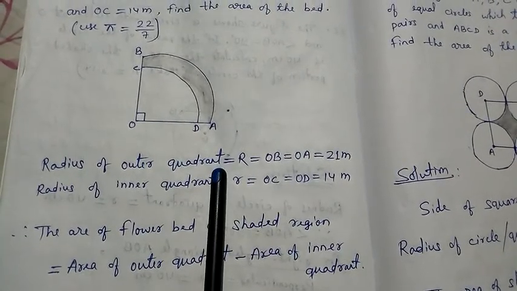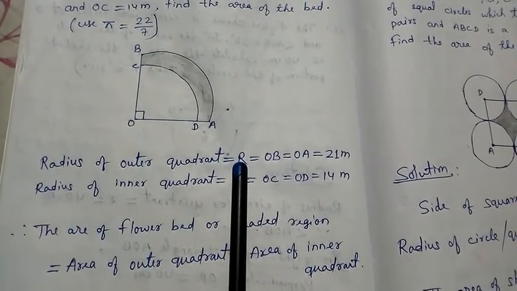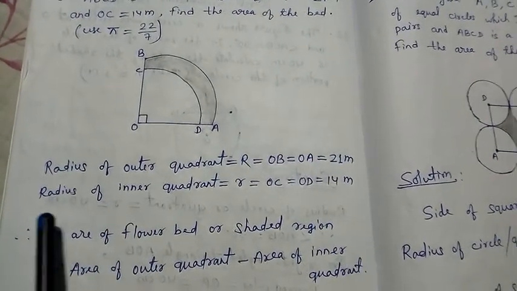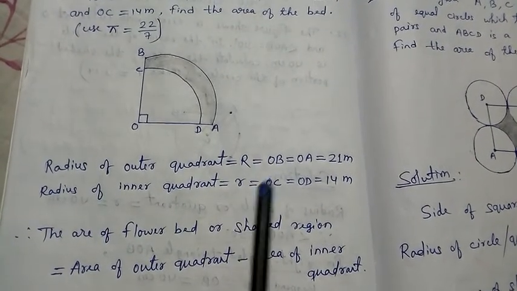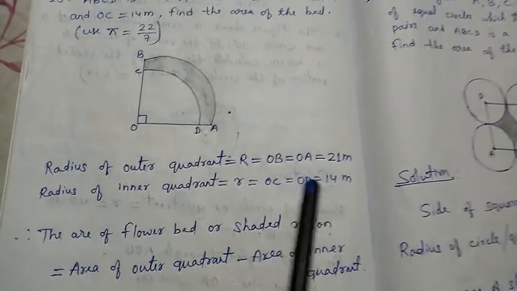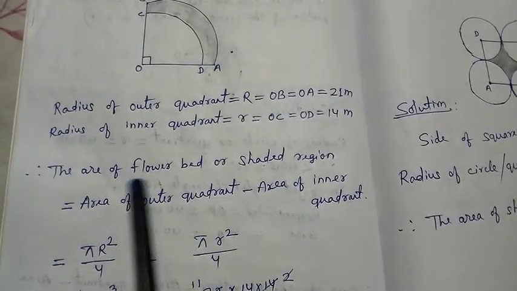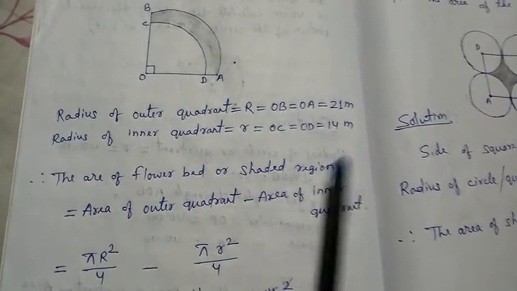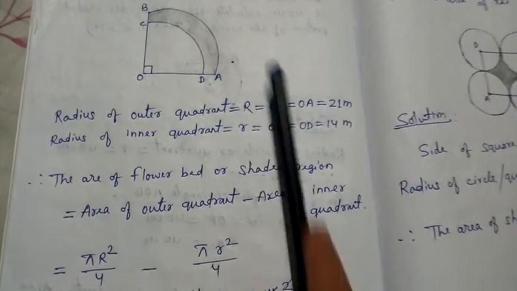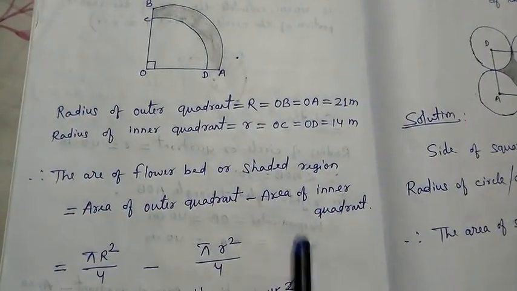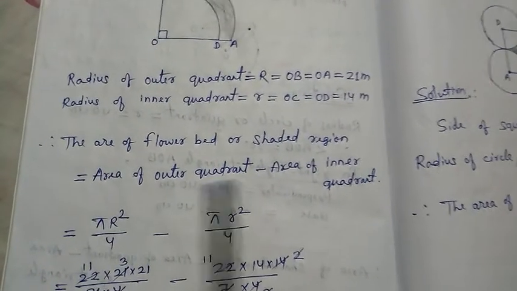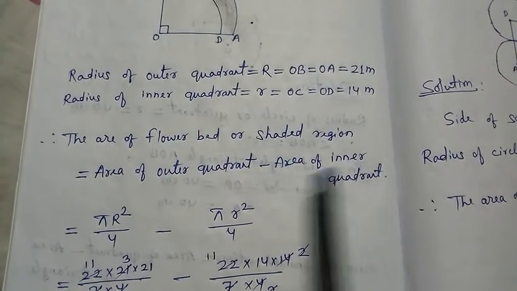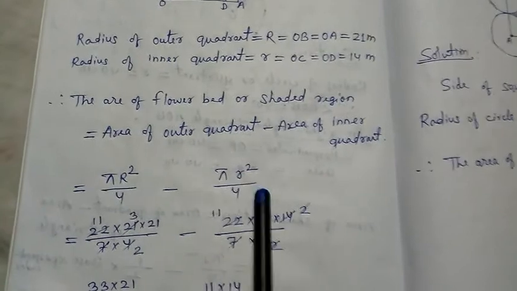Radius of the outer quadrant, that is capital R for the bigger quadrant, equal to OB equal to OA, you can see is 21 meter given. Radius of the inner quadrant is smaller r, OC equal to OD, both are 14 meter. Now the area of the flower bed, or I can say shaded region, will be equal to the area of the outer quadrant, that means the whole quadrant, minus the area of the inner quadrant. So pi R square by 4 for the outer quadrant, and for the inner quadrant small r. Both formulas are the same, only r will change.